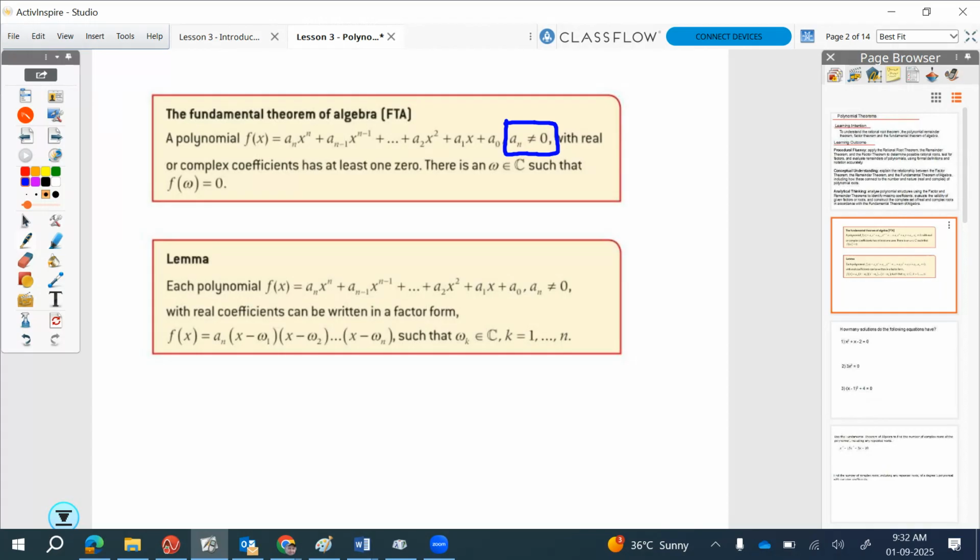It says it's going to have real or complex coefficients. That means in this particular case, these numbers could be real numbers or they could be complex numbers. Some of these definitions are going to move backwards and forwards between the concept of real and complex numbers. Complex numbers include imaginary numbers, which we will look at a little bit later.